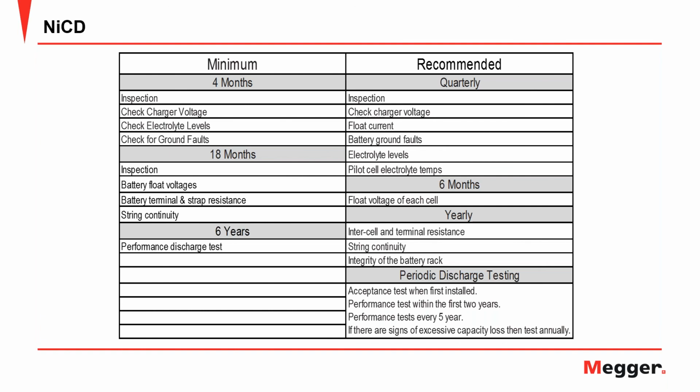With the NiCad battery, because of the alkaline electrolyte, when it dies at the end of life, it goes very high impedance. So you'll see that immediately. However, if you get a good impedance reading, it doesn't necessarily mean the battery is good. That's why you always want to do a discharge test every 6 years to be on the safe side.